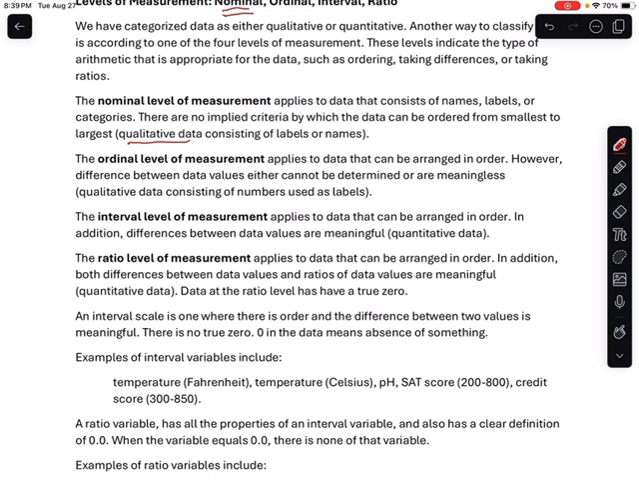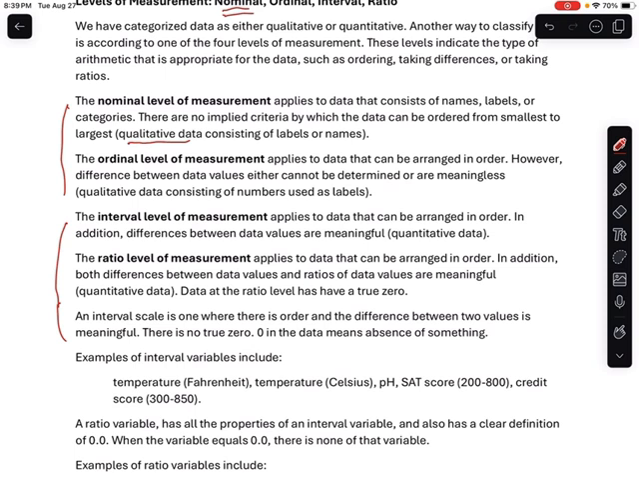Third is the interval level. These two are for the qualitative, and now these two will be for the quantitative data. The interval level of measurement applies to data that can be arranged in order, the same thing that we saw in the ordinal level. But what else is included in here? In addition, differences between data values are meaningful. So it is data where differences are meaningful, and it can be arranged in order. That is the first thing.